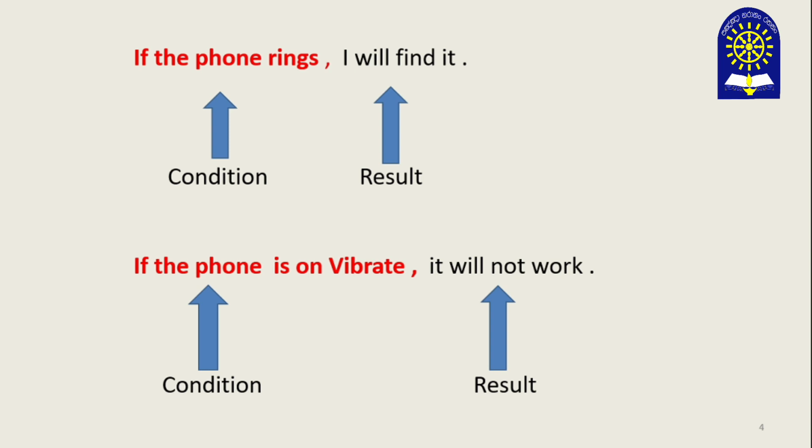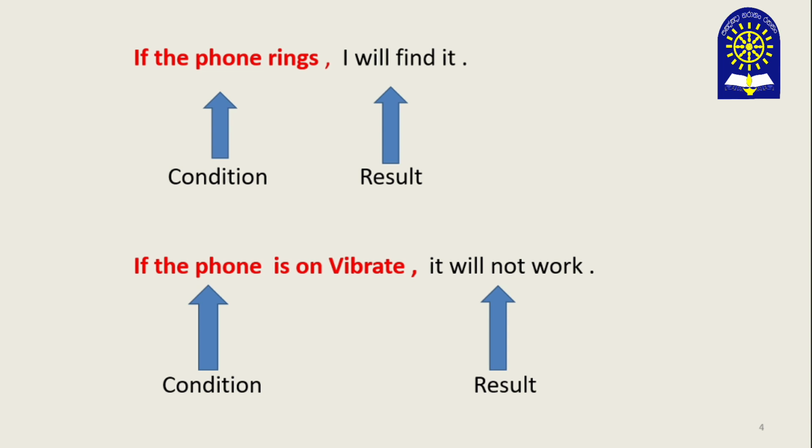Look at the first highlighted sentence in the dialogue. If the phone rings, I will find it. Can you see there is a punctuation mark in the middle? There is a comma. That means the comma divides the sentence into two parts. If the phone rings is the first part, I will find it is the result. If the phone rings is called the condition, that is something possible, and I will find it is called the result.